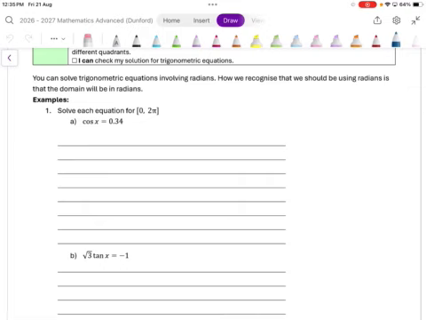We recognise we should be using radians by our domain. So our domain will say 0 to 2 pi or something involving pi. So that means that we're using our radians.